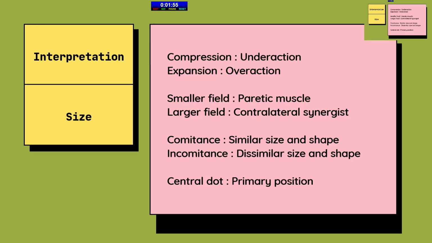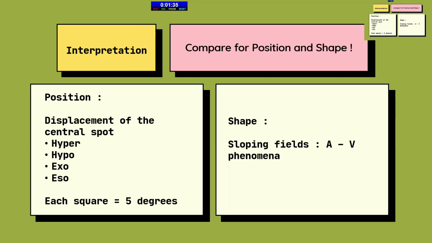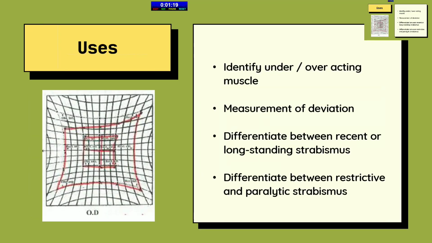For interpretation, we look at 3 things: size, position, and shape. A compressed size will be the case of an underacting muscle. A smaller field will belong to a paretic muscle. When we look at both the eyes, similar and dissimilar sizes and shapes suggest comitant and incomitant squint, respectively. The central dot tells us about the primary position of the eye. The central dot can be hyper, hypo, exo, or iso. Question is, how much? Well, each square accounts for 5 degrees. So, by counting the number of squares, we get that answer. As for shape, we get sloping fields, so we could be dealing with an A or V pattern squint.